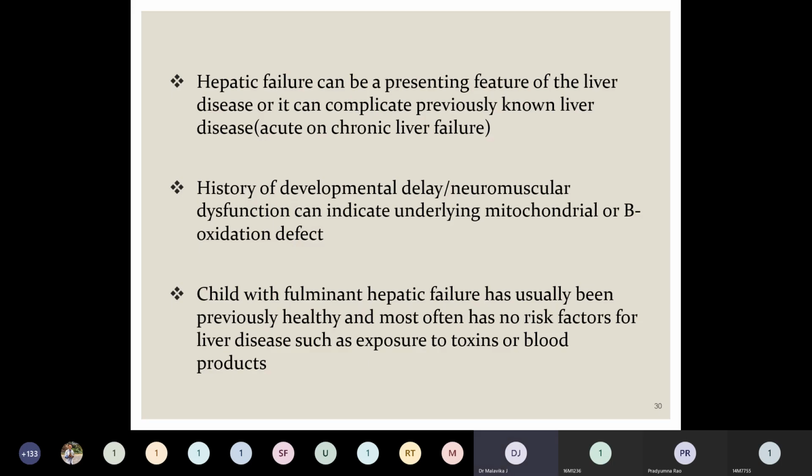So hepatic failure can be a presenting feature of liver disease, or it can complicate previously known liver diseases, that is acute on chronic liver failure. History of developmental delay or a neuromuscular dysfunction can indicate an underlying mitochondrial or beta oxidation defect. A child with fulminant hepatic failure has usually been previously healthy and most often has no risk factors for liver disease, such as exposure to toxins or blood products.